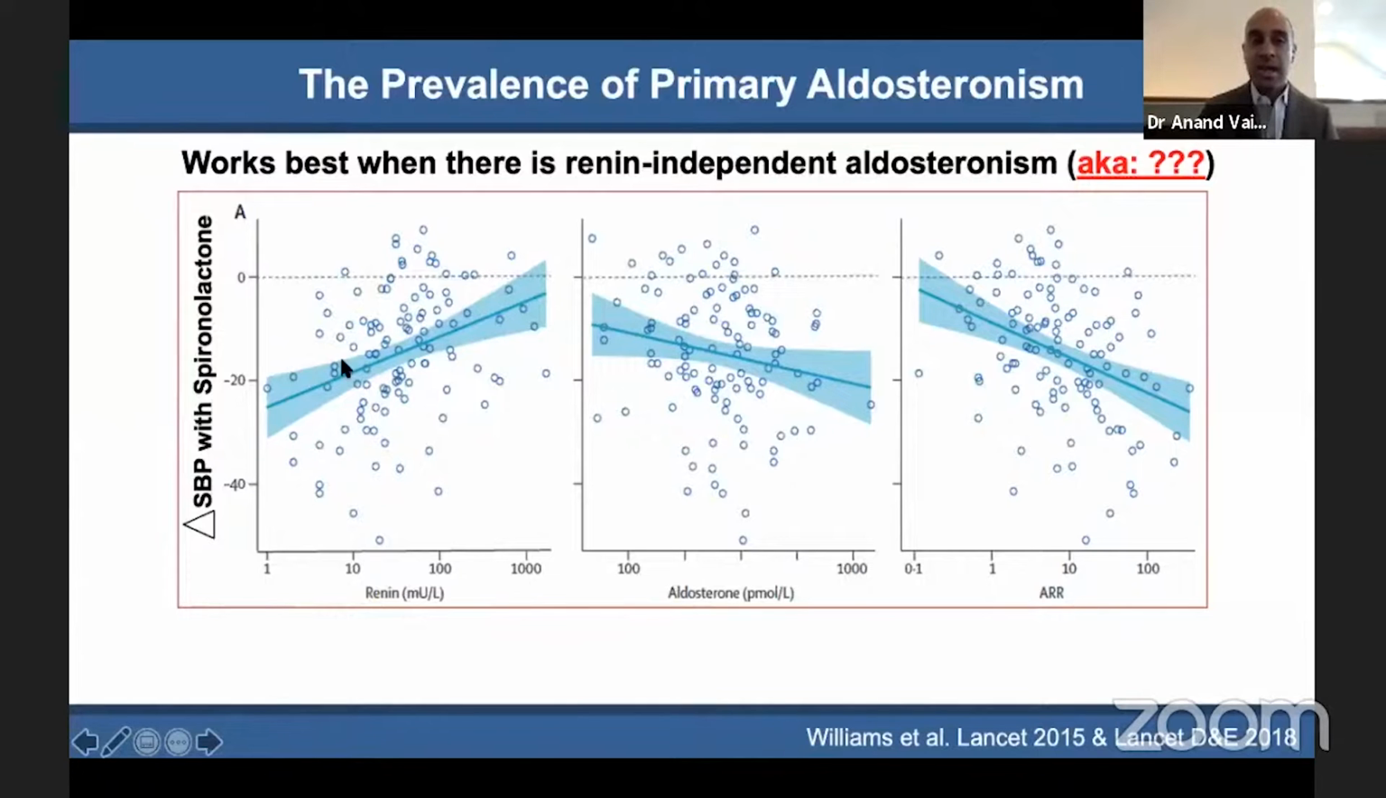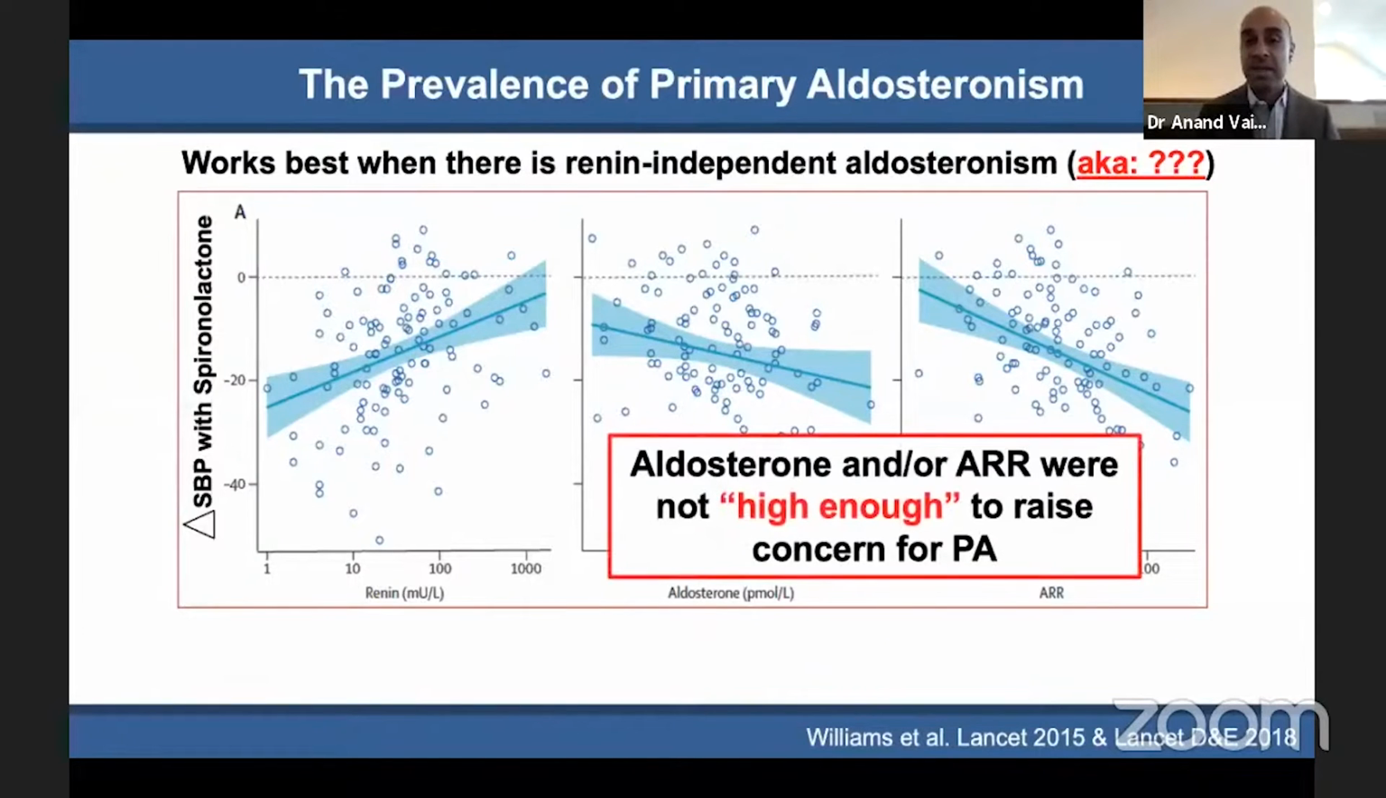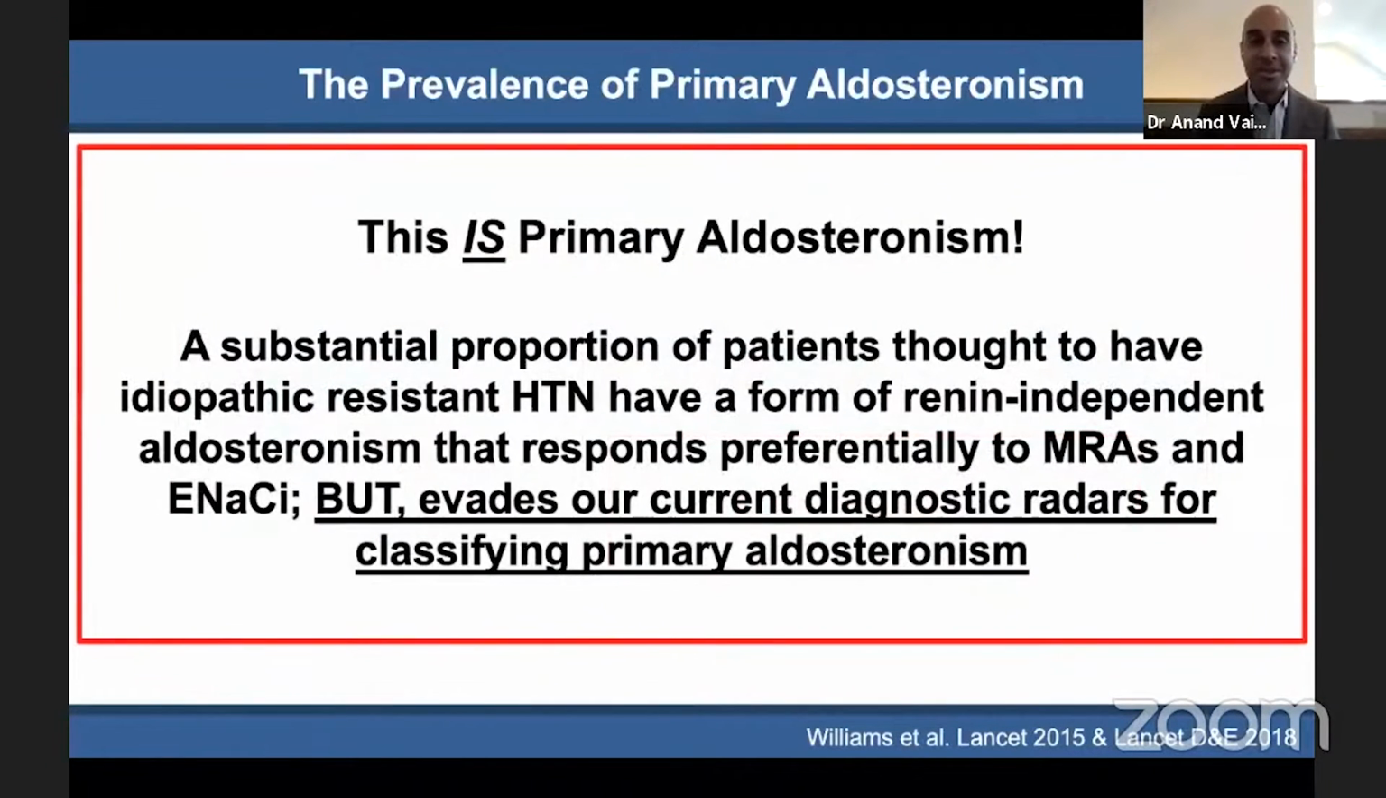And what you see is striking blood pressure reductions, a 15, 20 millimeters of mercury reduction in resistant hypertension when renin is very low and suppressed, when aldosterone is higher, and when aldosterone to renin ratio is highest. But if you recall, these patients were determined not to have primary aldosteronism, yet you see this pattern. So these were excluded because the aldosterone and aldosterone renin ratio were not deemed to be high enough for primary aldosteronism, but what you're seeing is primary aldosteronism.